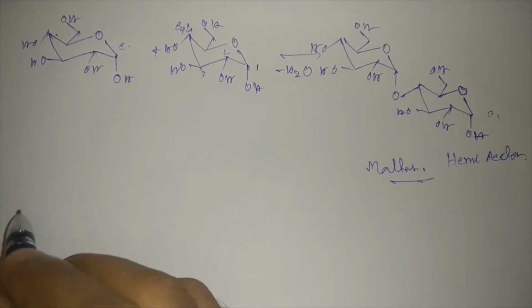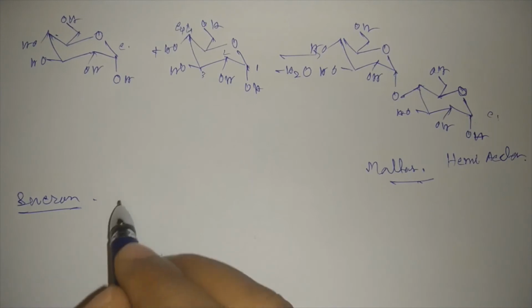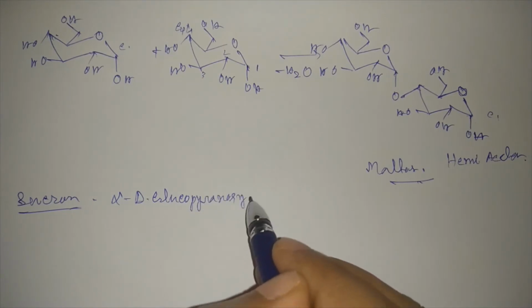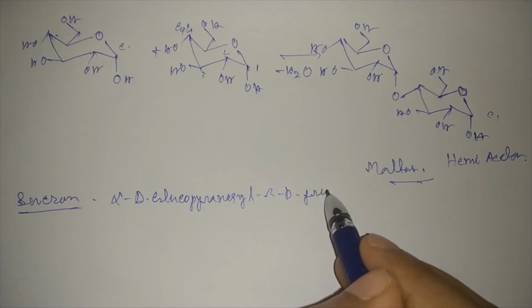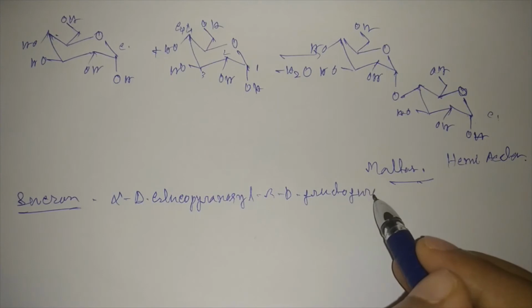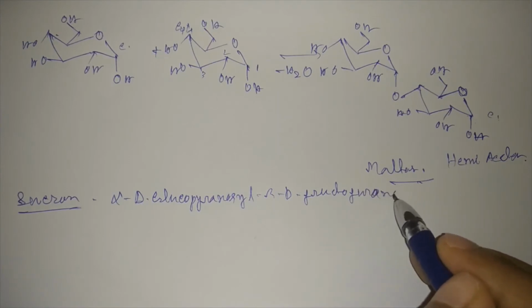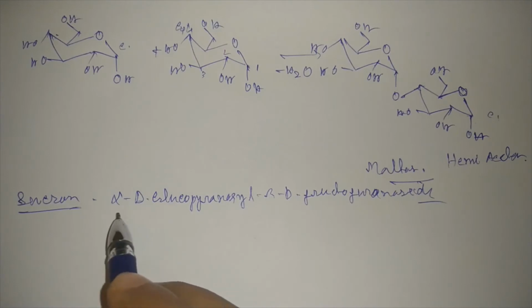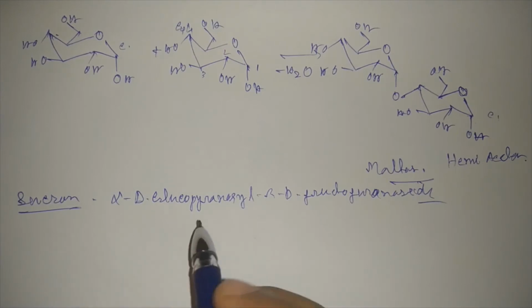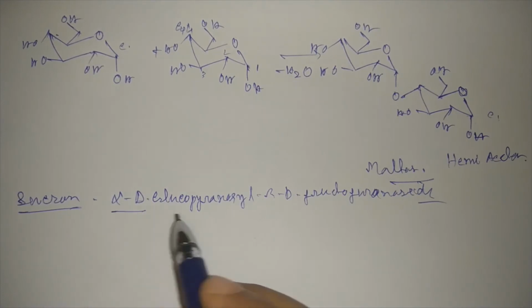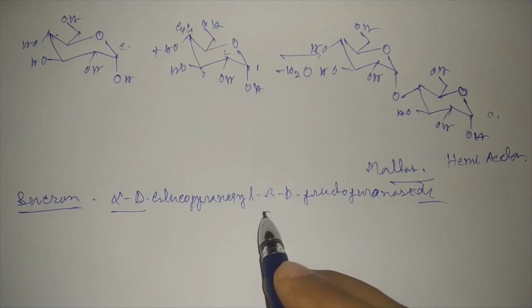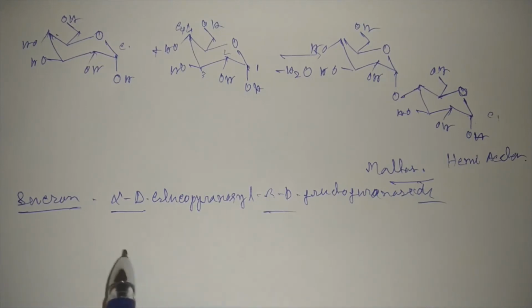the sucrose is alpha D glucopyranosyl beta D fructofuranoside, alpha D glucopyranosyl beta D fructofuranoside. That is, there will be a linkage between the anomeric carbon of alpha D glucopyranose, and the configuration of the second, that is fructose, will be beta, and the glycosidic linkage will occur between this anomeric carbon and this anomeric carbon. We'll draw the structure.